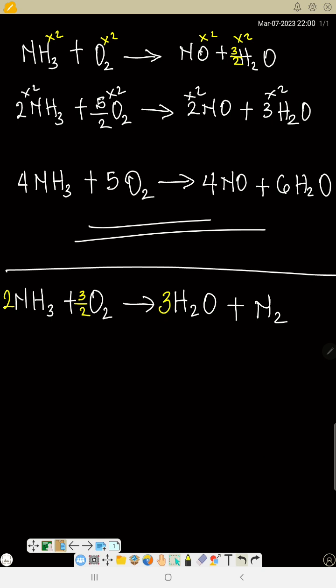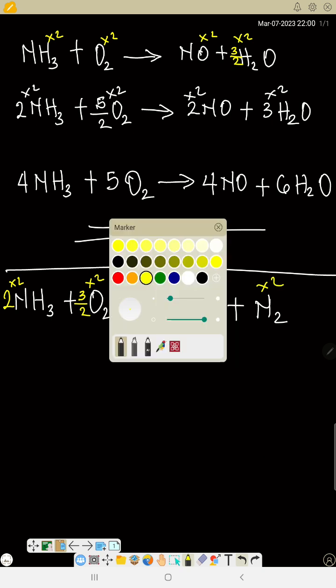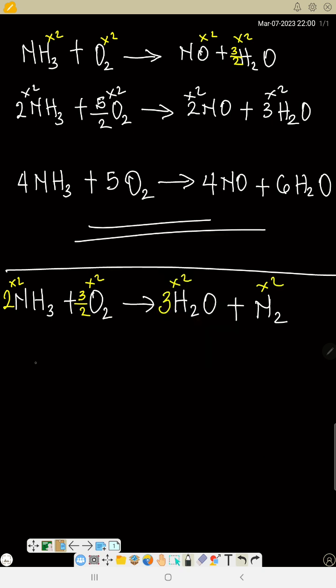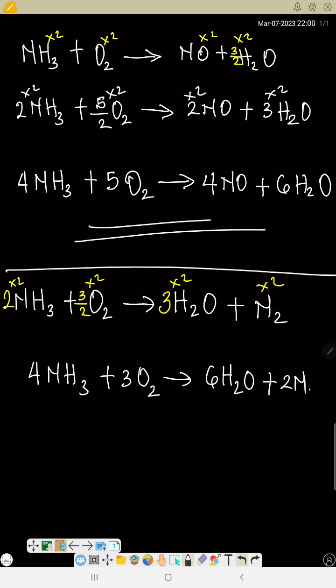So now, you need to remove this fraction. You multiply everything by 2. Times 2, times 2, times 2, times 2. So everything will become 4NH3 plus 3O2 to give 6H2O plus 2N2. So you can count now.